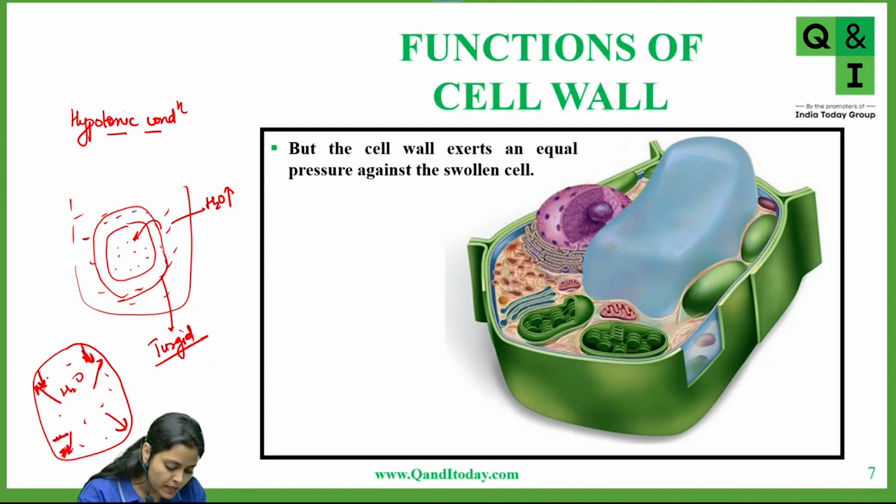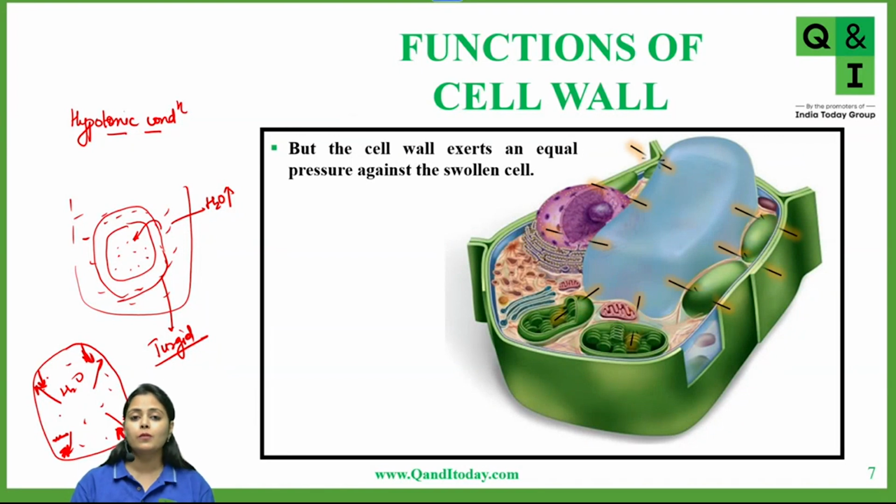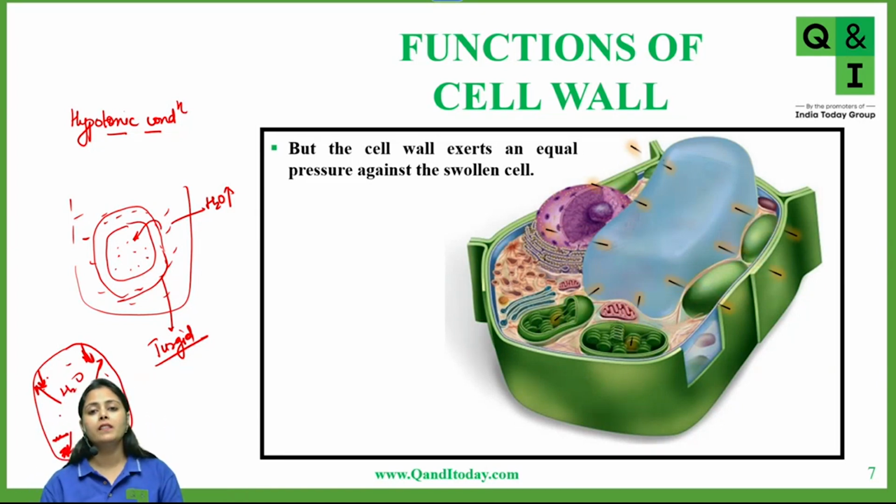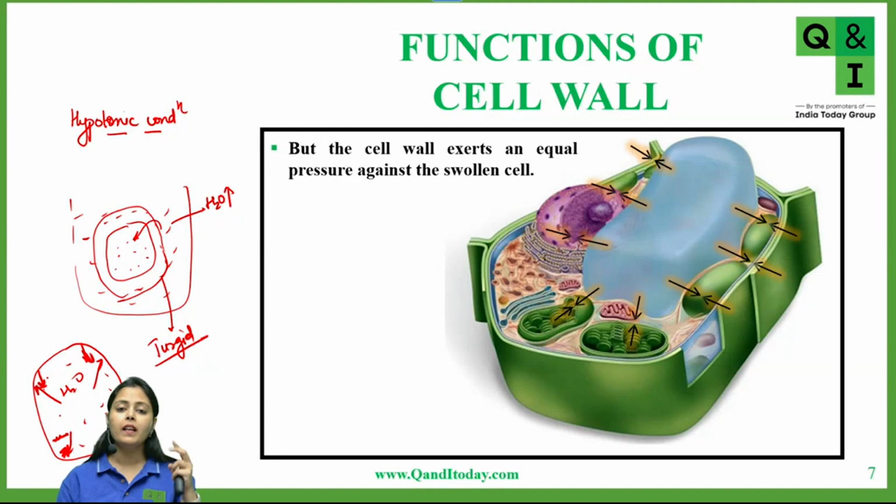So now what is happening? The cell wall is exerting an equal and opposite pressure, and that's what maintains the shape of the cell. That's what prevents the cell from bursting. Okay, clear, everyone? So the three functions of the cell wall till now are that it provides protection to the cell, it gives the cell a definite shape, and third, it prevents the cells from bursting when the cells are placed in hypotonic solution. Clear? Has everyone noted down these three points?